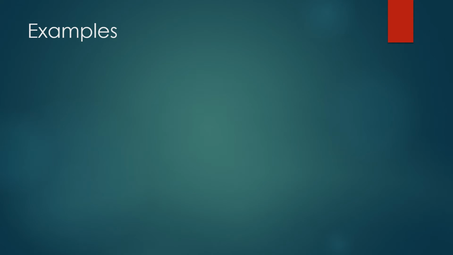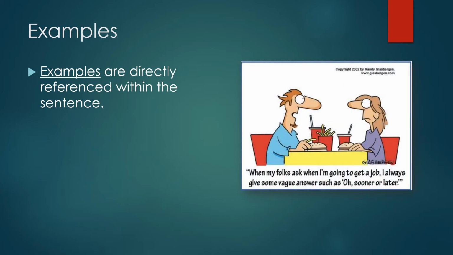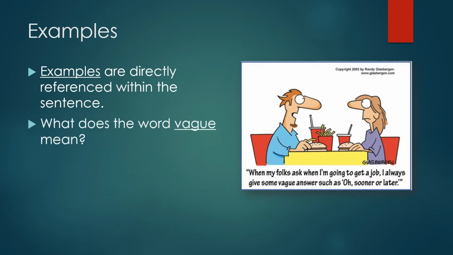Now, another way that you can find context clues here is through examples. These are things that are directly referenced within the sentence that tell you specifically what the word you're looking for means. So this is basically when you're given a red flag immediately and shown that this is exactly what you're looking for. So this says, when my folks ask when I'm going to get a job, I always give some vague answer, such as, oh, sooner or later. So what does the word vague mean here? Does it mean angry, humorous, or unclear?